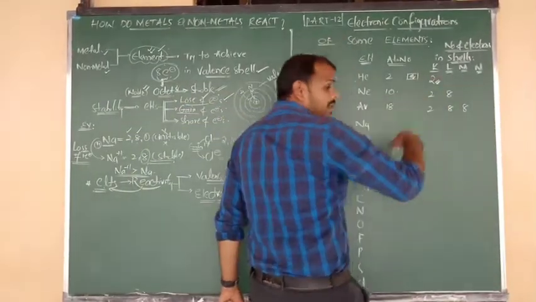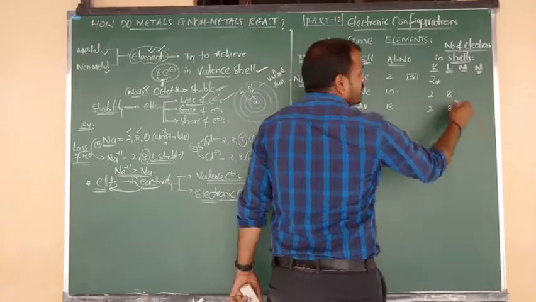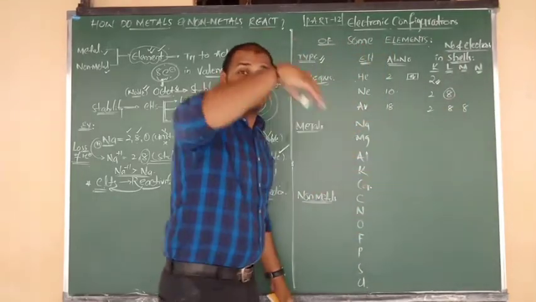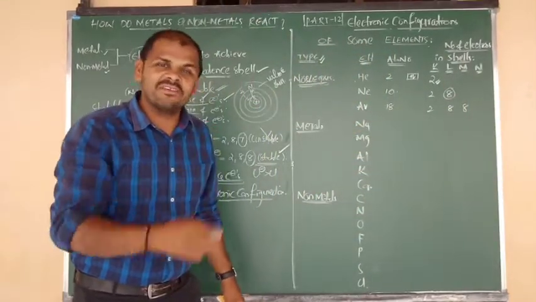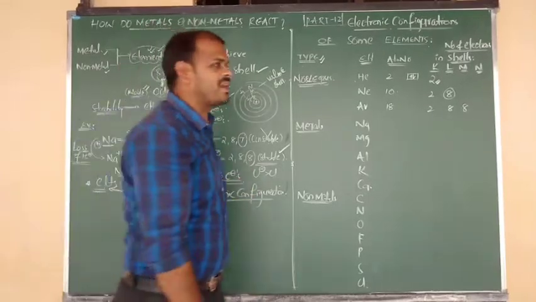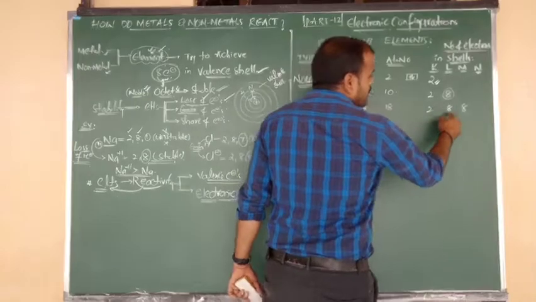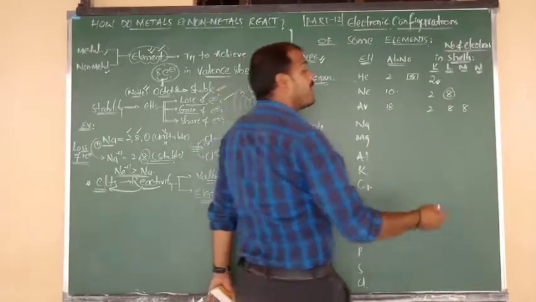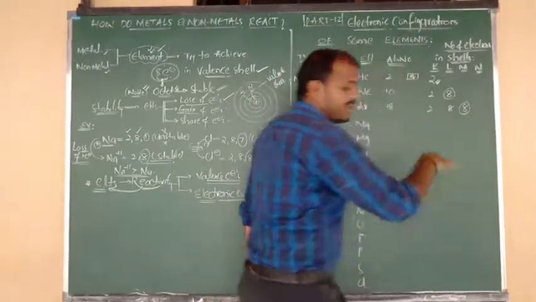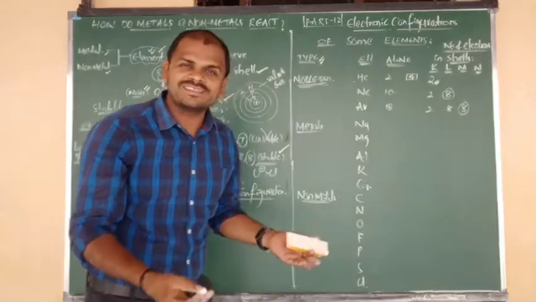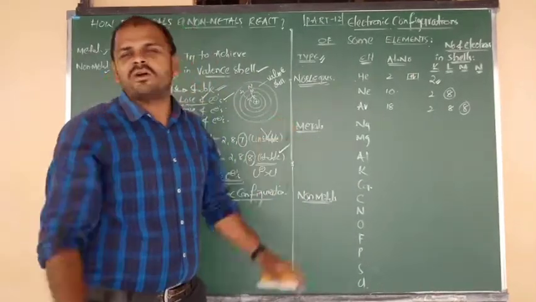First orbit, inner orbit contains 2 electrons, but the outer orbit contains 8 electrons. If their outermost valence shell has 8 electrons, we can say it is stable. The next one is argon. First orbit contains 2, second orbit contains 8, third orbit also contains 8. Here also their outermost orbit has 8 electrons. It also gets the octet configuration.